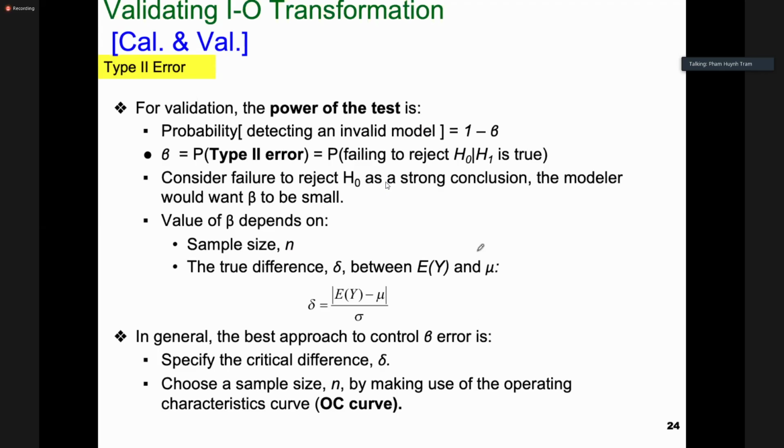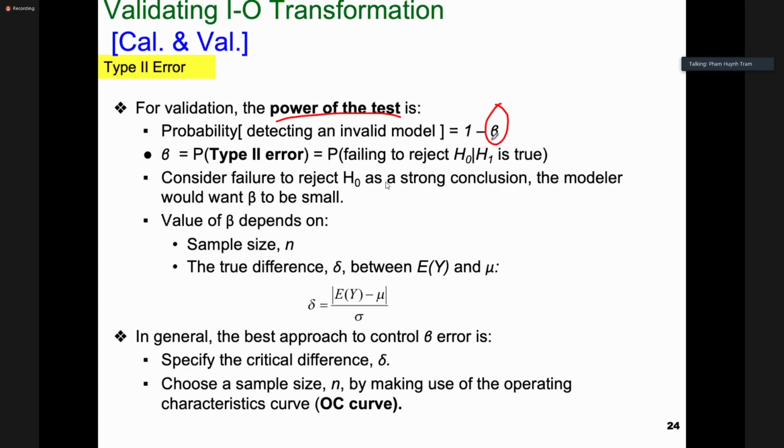All right. Okay, related to the type 2 error beta, we have another way to refer to it. It is the power of the test. The power of the test is the probability that we can detect an invalid model. So if beta is the probability that we cannot detect an invalid model, it's type 2 error, we fail to detect an invalid model, then the power of the test is equal to 1 minus beta.